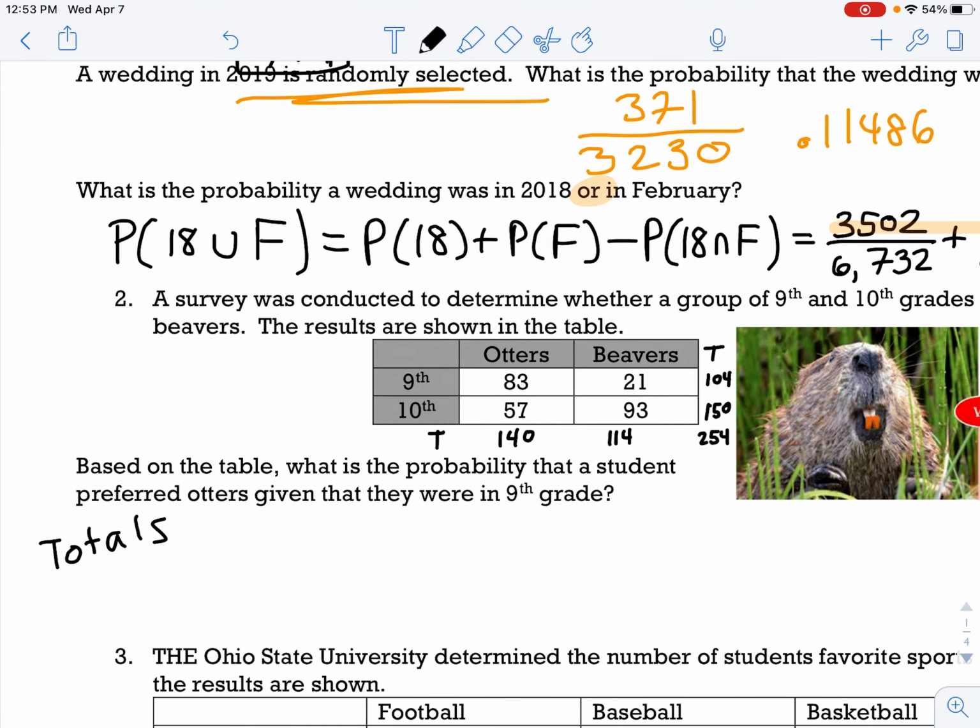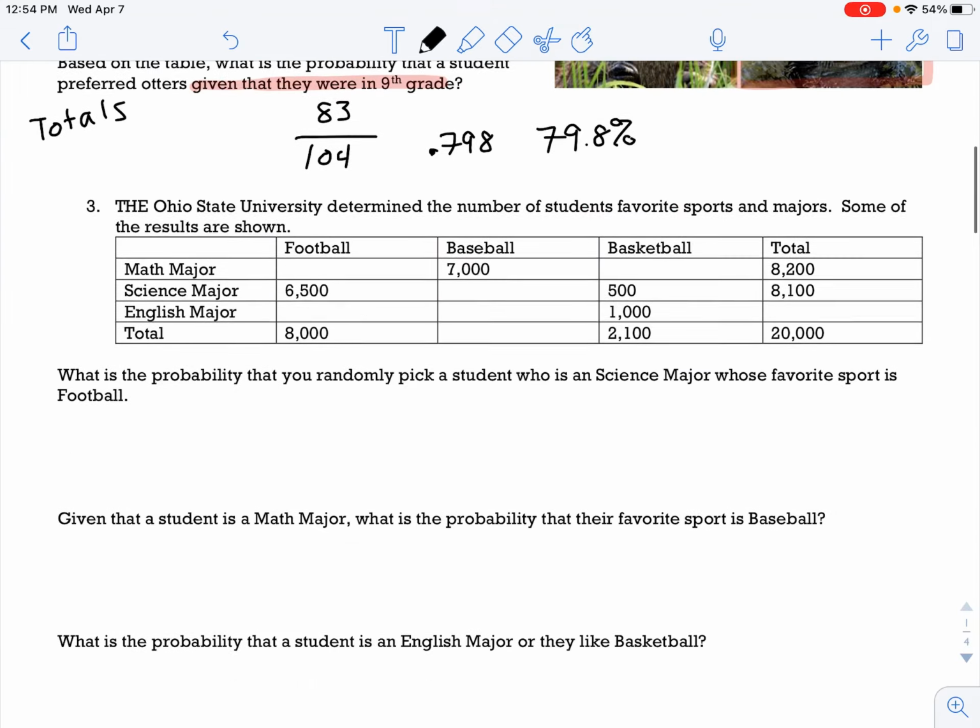All right, so based on the table, what is the probability that a student preferred otters given that they were in 9th grade? So it was given that they were in 9th grade, so it had to be this row we're looking at. And out of the 104 9th graders, 83 preferred otters. That's it. That's the answer. Or you could do it as a decimal, 0.798, so about 79.8%.